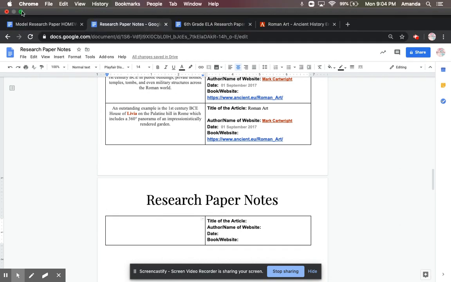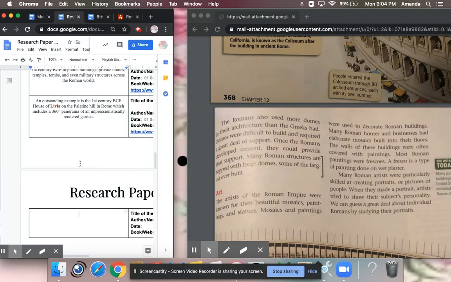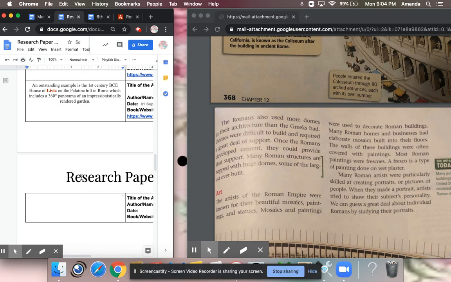So we're going to make both of these screens smaller. And let's see, I want to put that many Roman artists were particularly skilled at creating portraits.